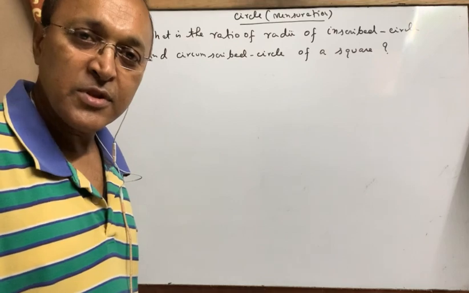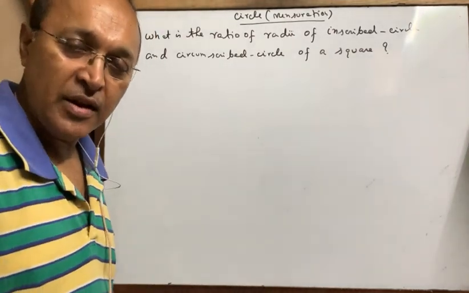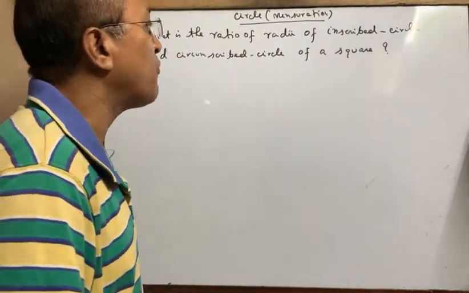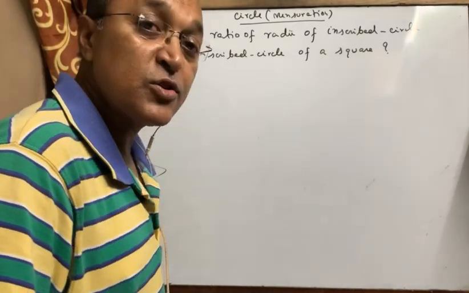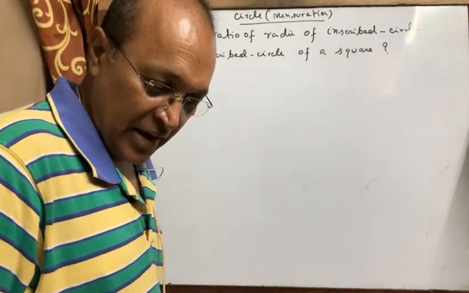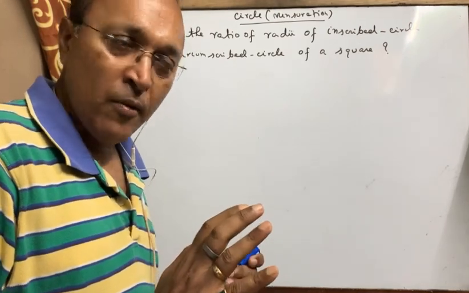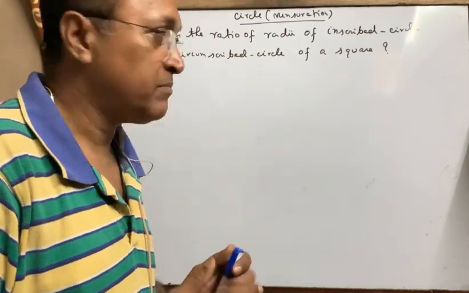Today's topic, circle, belongs to mensuration. Please go through the problem given here, very interesting. What is the ratio of radii of inscribed circle and circumscribed circle of a square? A square is given, and you have to draw an inscribed circle and then a circumscribed circle of the square.